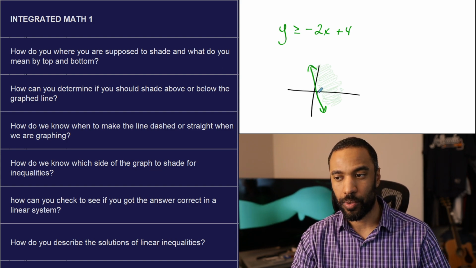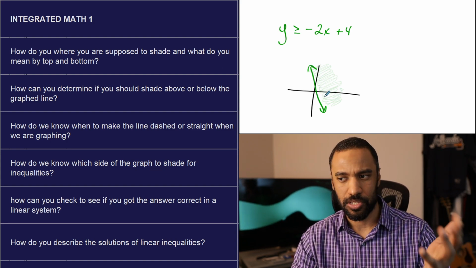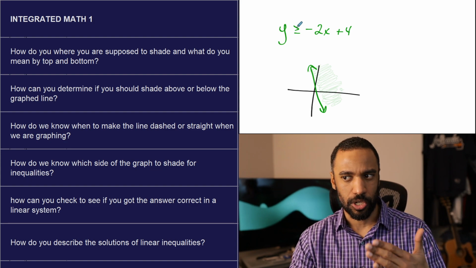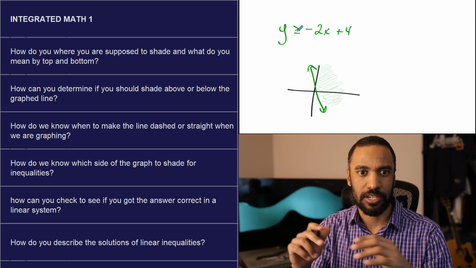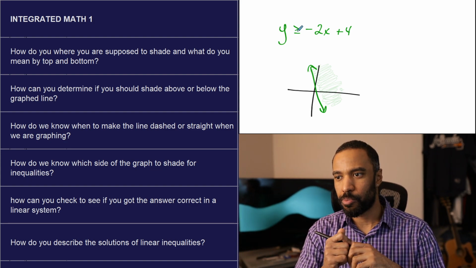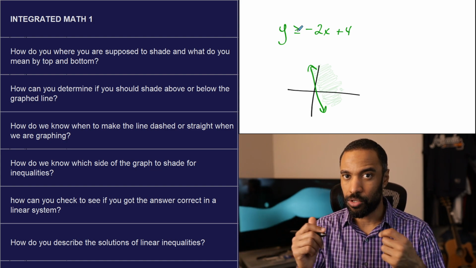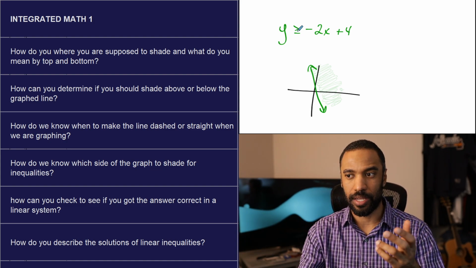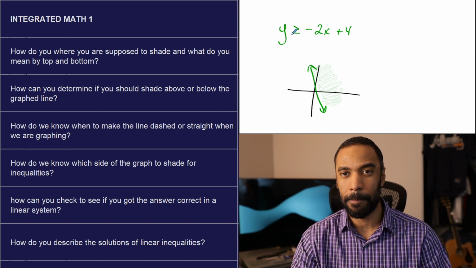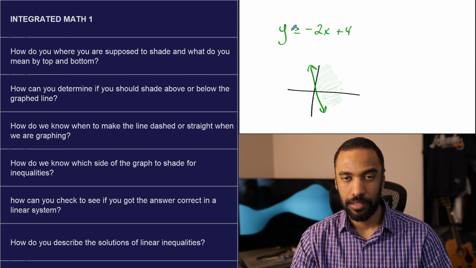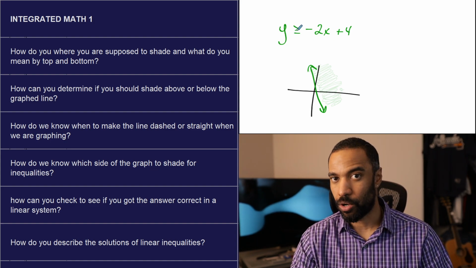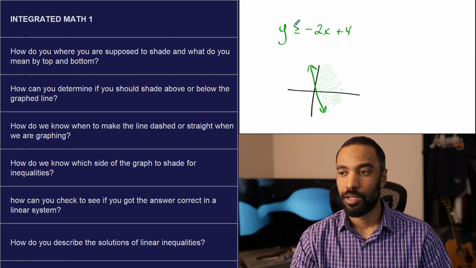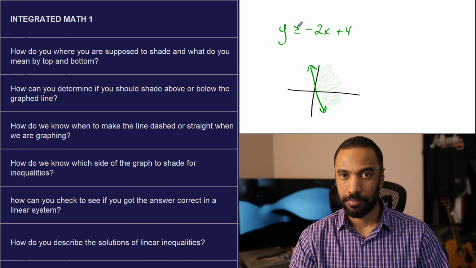By the way, the boundary line is a solid line, although you didn't ask, because it's a greater than or equal to, whereas it's supposed to be a dashed line for strict inequalities. So how do you know where you're supposed to shade? The best shortcut I've been telling you is, if you're in slope-intercept form and it's greater than, whether it's greater than or greater than or equal to, you shade above the line.